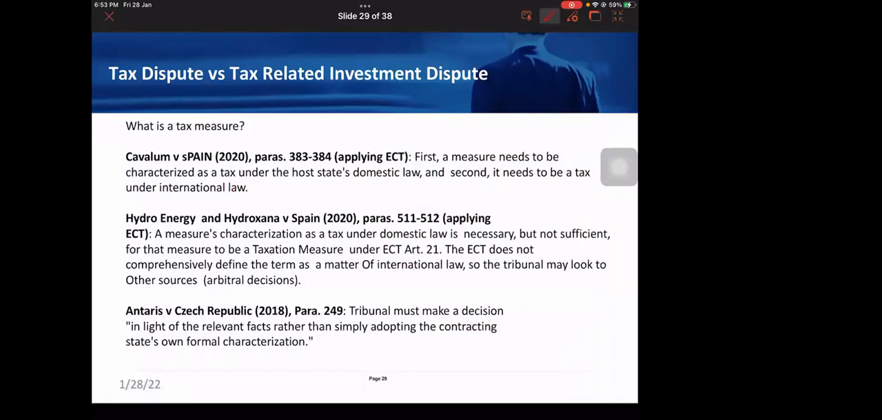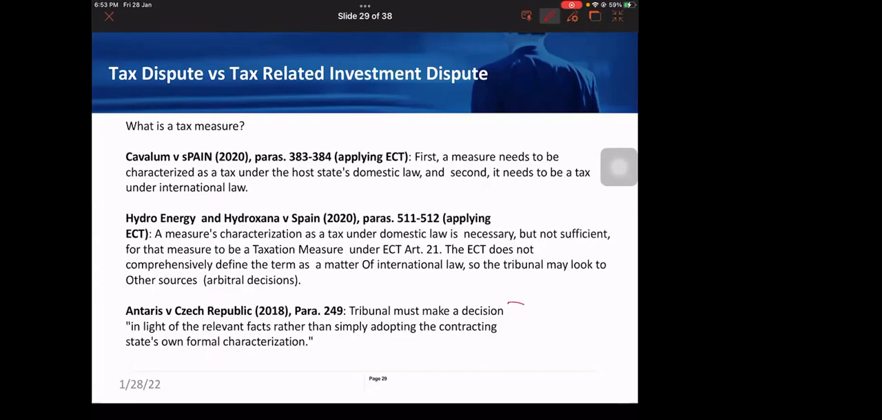I've also indicated a few judgments. For example, the Cavalium in Spain, the recent one, it says first a measure needs to be characterized as a tax under the host state's domestic law, and it needs to be a tax under international law. If both have been satisfied, then it goes to tax treaties. Otherwise, it will come under tax-related investment dispute. So this is basically, there's a subtlety involved. So obviously the tribunal will have to interpret it in a specific manner.